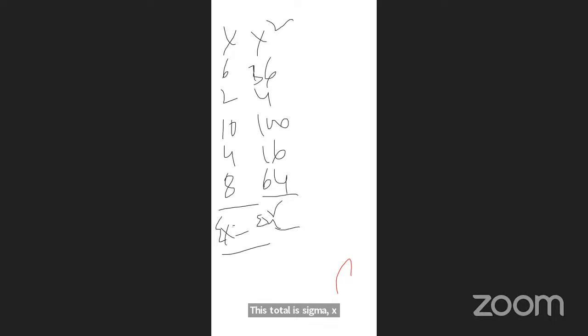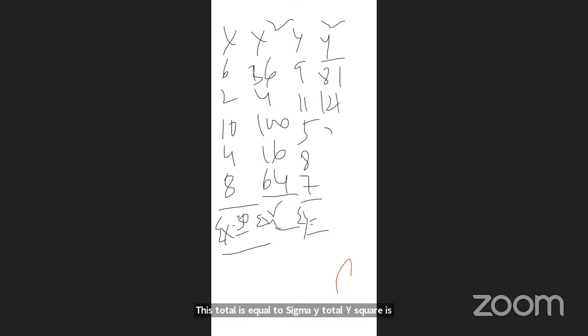Now, the Y values are 9, 11, 5, 8, and 7. Sigma X is 30. Right. The total of Y is sigma Y. Y square is 81, 121, 25, 64, 49. This total is sigma Y square.